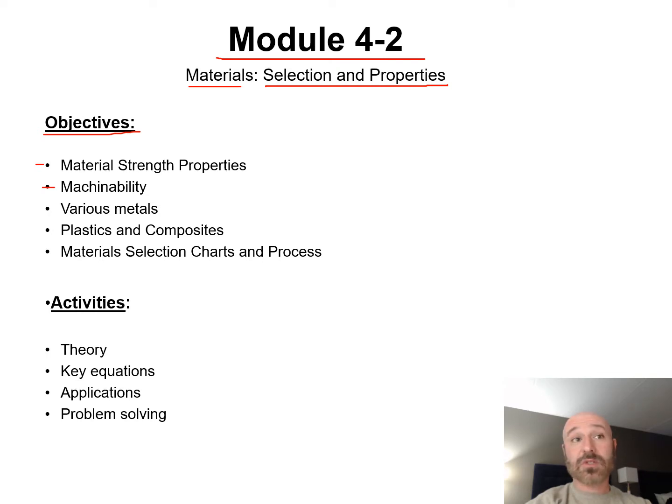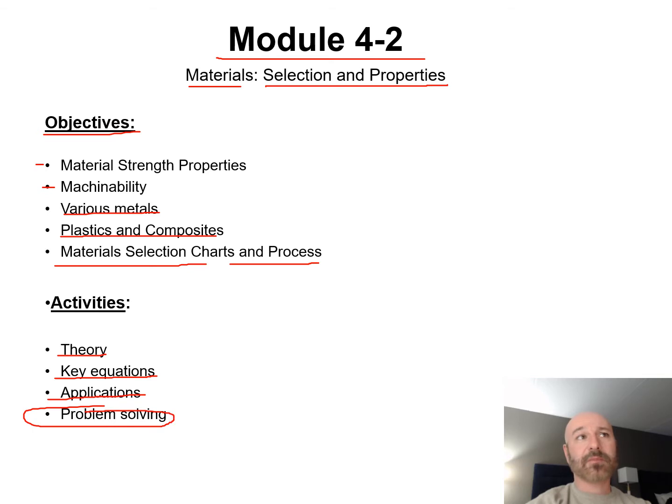fabrication related to material selection, look at some various different metals and see how those compare, along with some plastics and composites as well. And from there, we're going to go on to our material selection charts and the process for selecting a material. So activities within this module, we're going to take a look at some theory, discuss some key equations related to this, go through some practical applications, and then at the end, we're going to get into some actual problem solving.